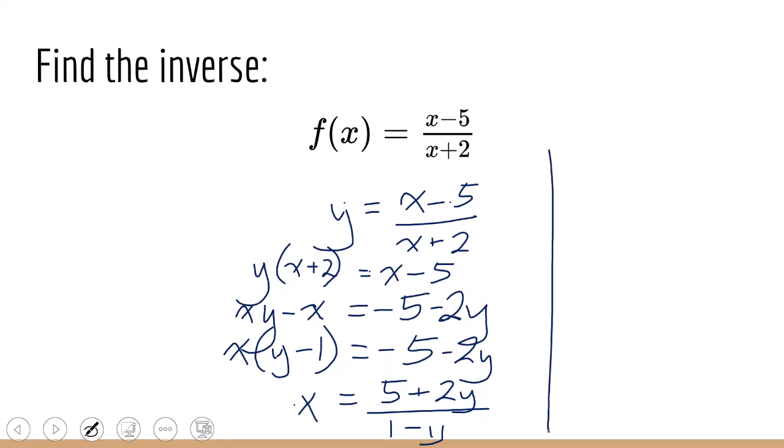Okay, and then now I just need to switch it back. So that means the inverse of this function is 5 plus 2x over 1 minus x.